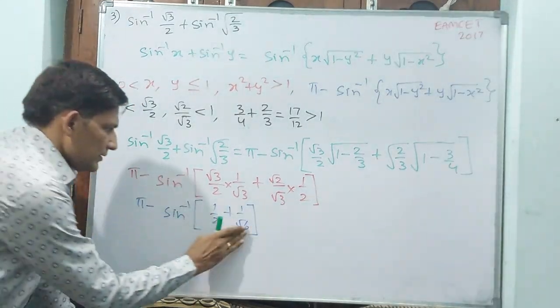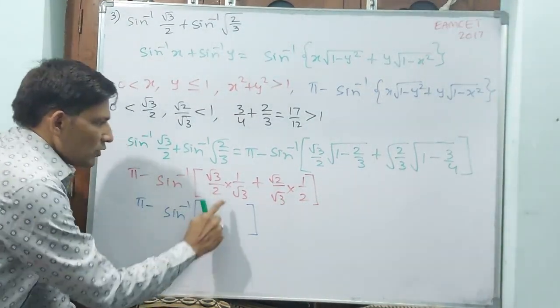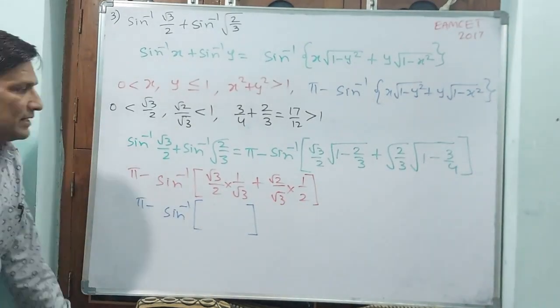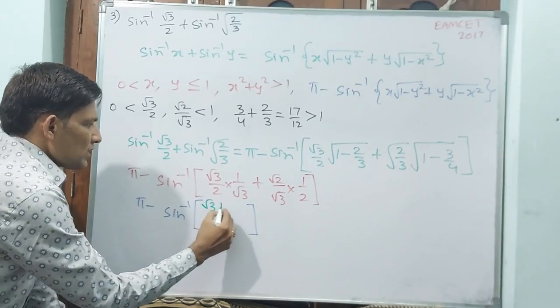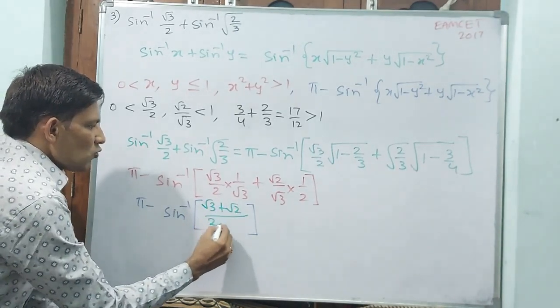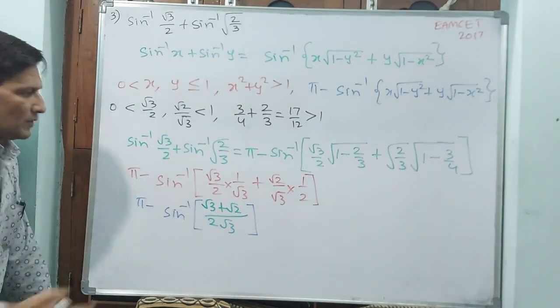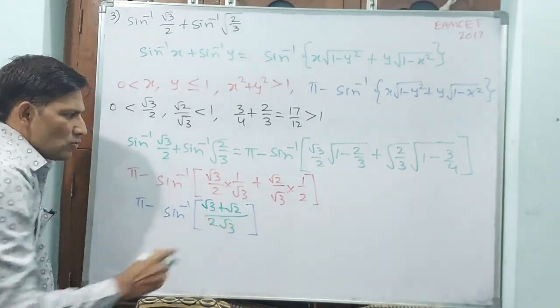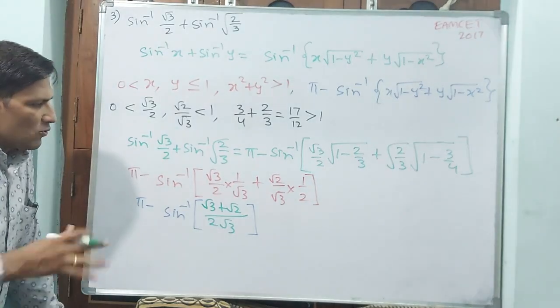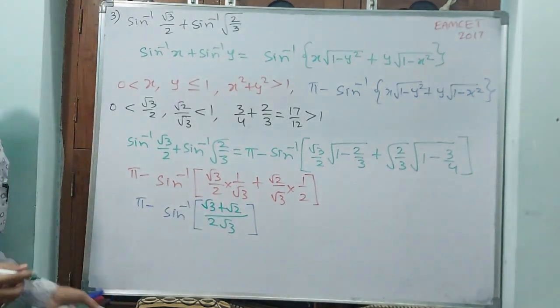Okay, see here, 2 root 3 is LCM. Then you take LCM, root 3 plus root 2 by 2 root 3. You take LCM, root 3 plus root 2. Like that you take that. Okay? Don't cancel it out. Then this is the answer.